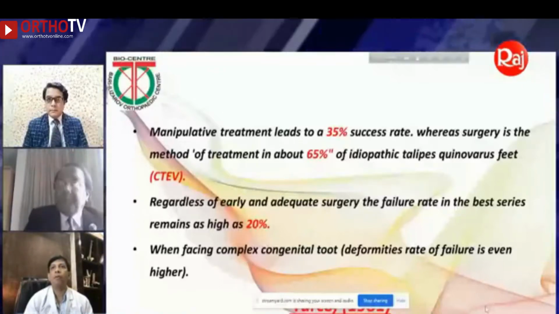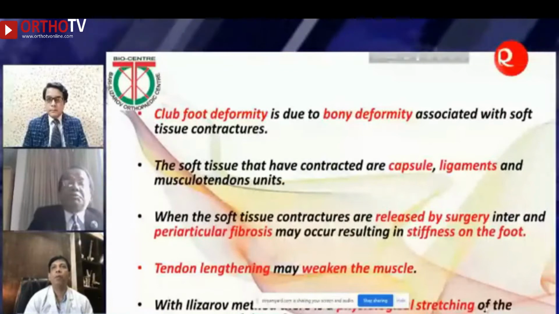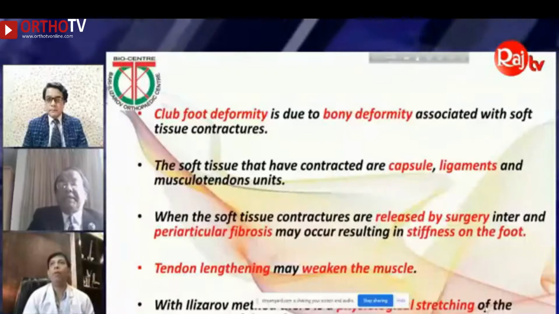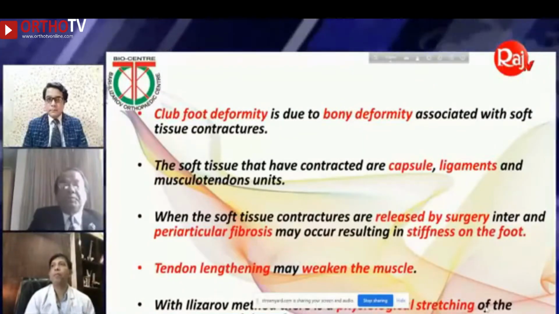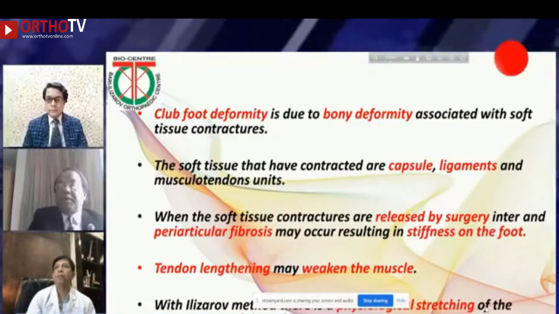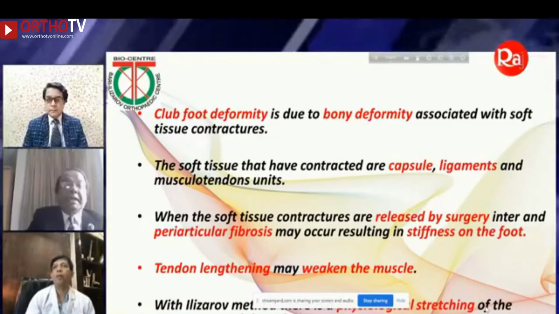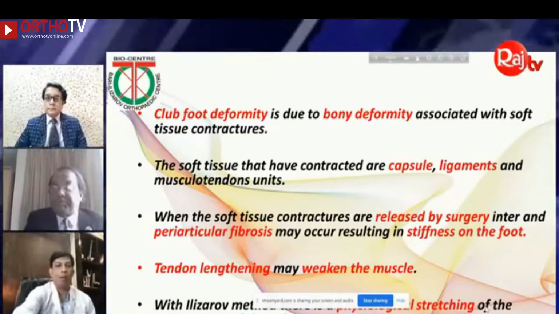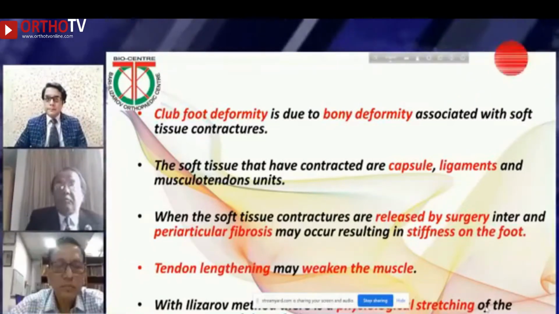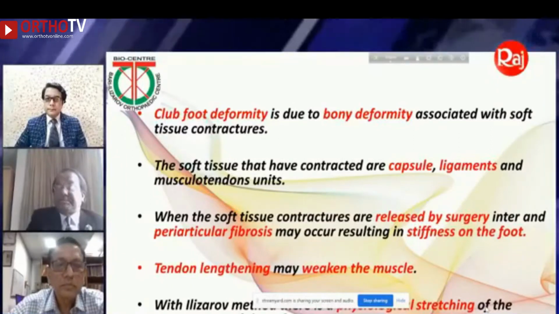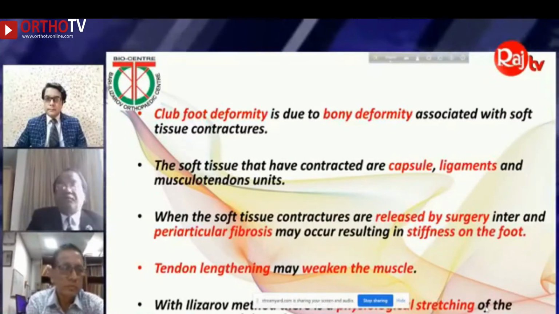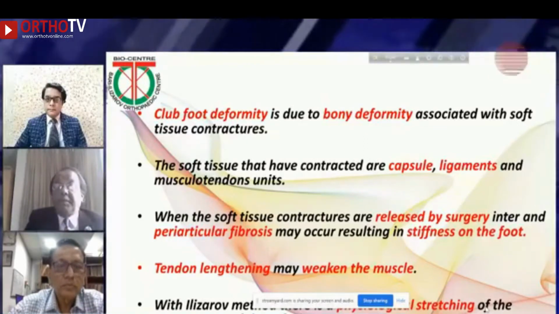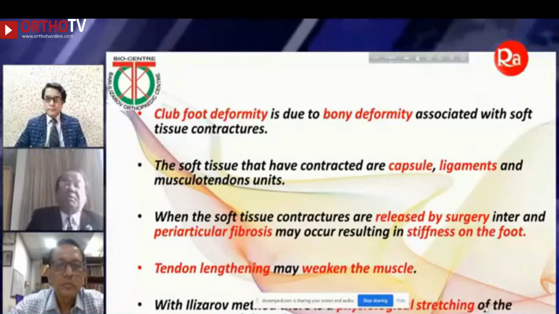So, clubfoot deformity is due to bony deformity associated with soft tissue contractures, which you will get all the time, especially in late cases and relapsed cases. The soft tissue have contracted. What are these soft tissue? Capsule, ligaments, and musculotendinous units. When the soft tissue contractures are released by surgery, inter and periarticular fibrosis may occur, resulting in stiffness of the foot. This is very important. That's why whenever you go for PMR, you will get relapse cases most of the times.